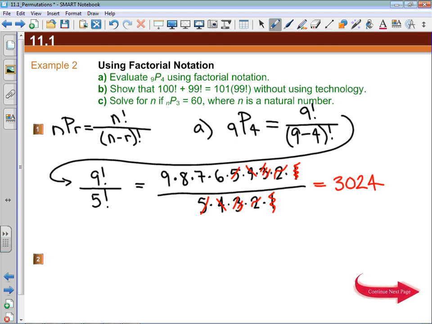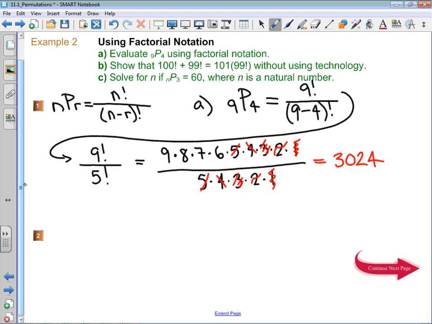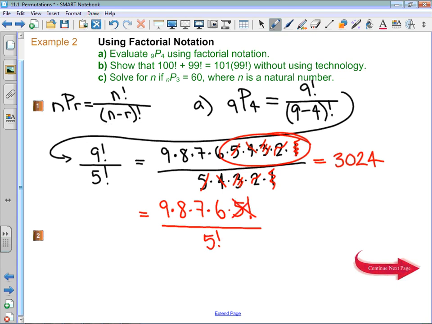But there's one more thing that we're going to have to get used to. I can take 9 factorial and write it as 9 times 8 times 7 times 6 times 5 factorial. And the reason I can get away with that is that this piece right here, which is unfortunately a little scribbled at this point, is 5 factorial. It's 9 times 8 times 7 times 6 times 5, 4, 3, 2, 1. But instead of writing that 5, 4, 3, 2, 1, I can leave it as 5 factorial. And the advantage is that 5 factorial cancels with 5 factorial.